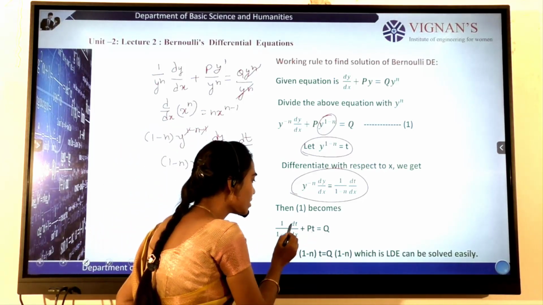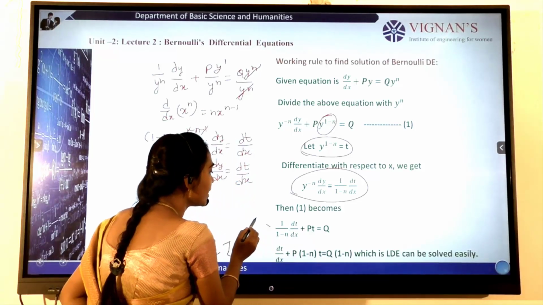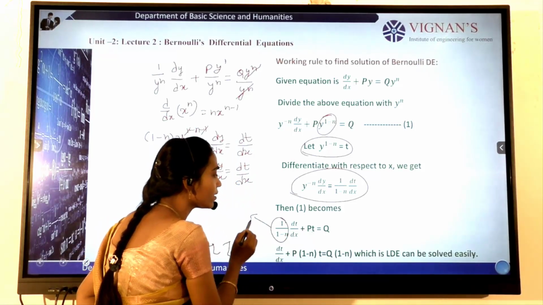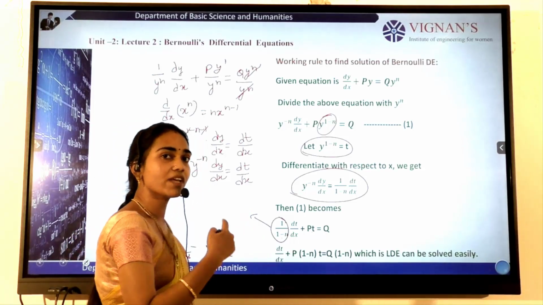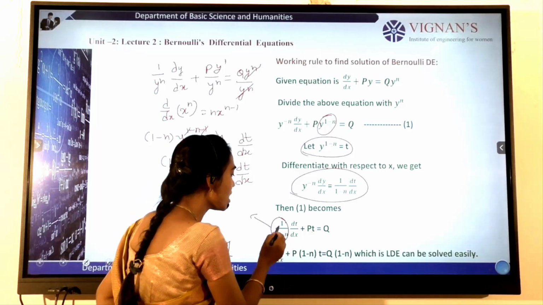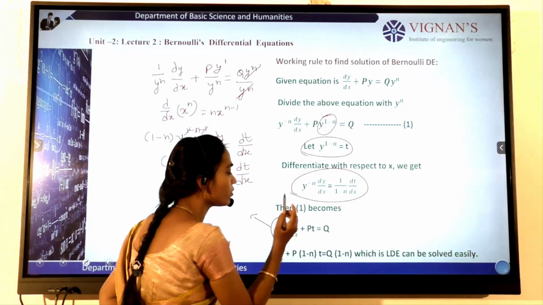So if you observe this equation, this is like a linear equation, but we have an extra term, right? 1 by 1 minus n is an extra term. To eliminate this, we have to multiply the entire equation with 1 minus n.